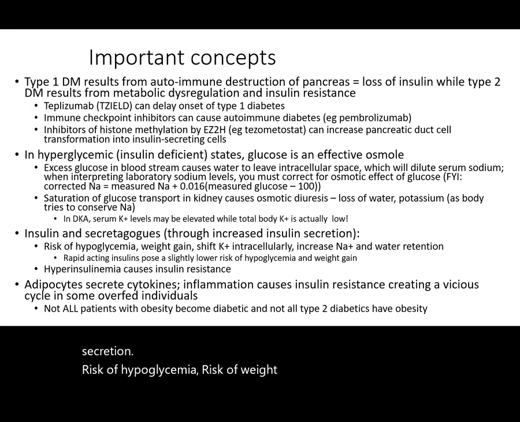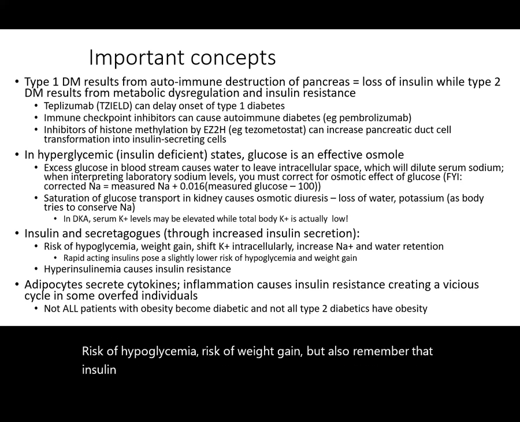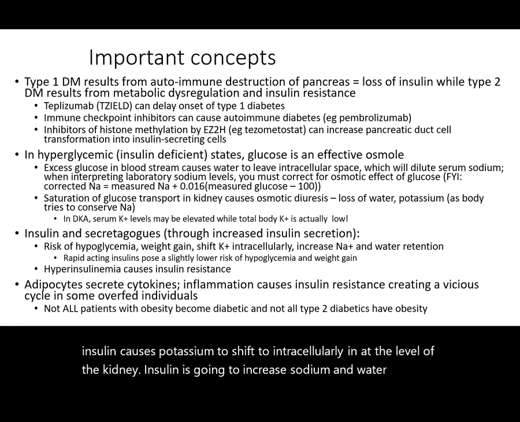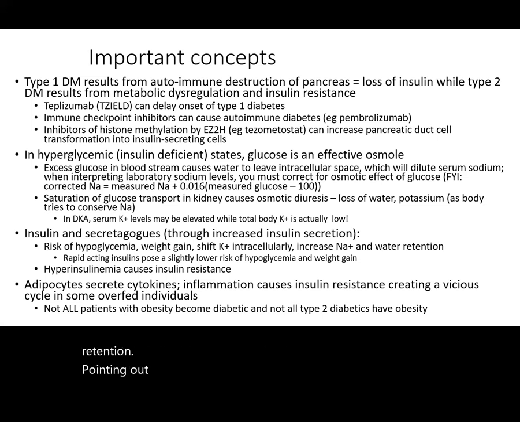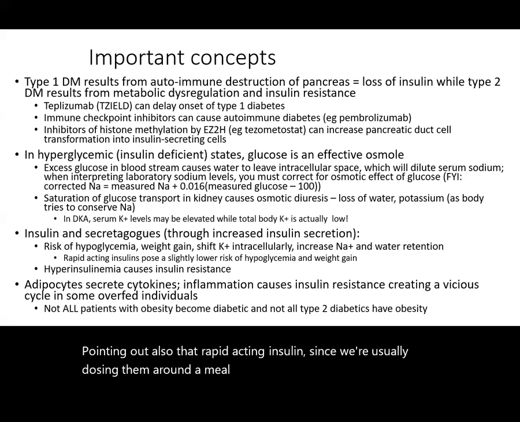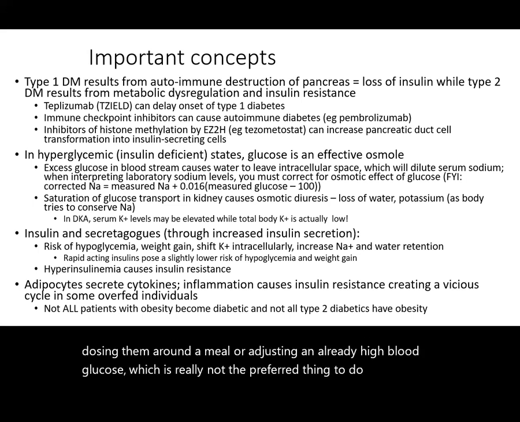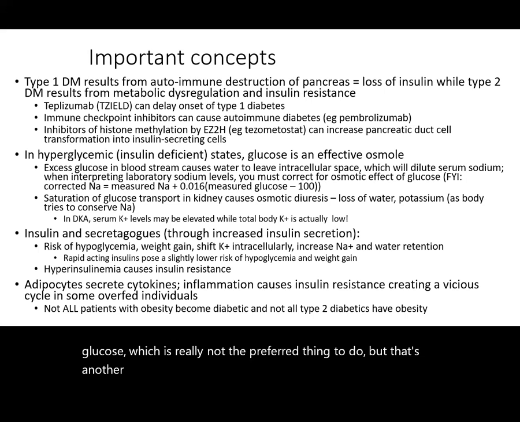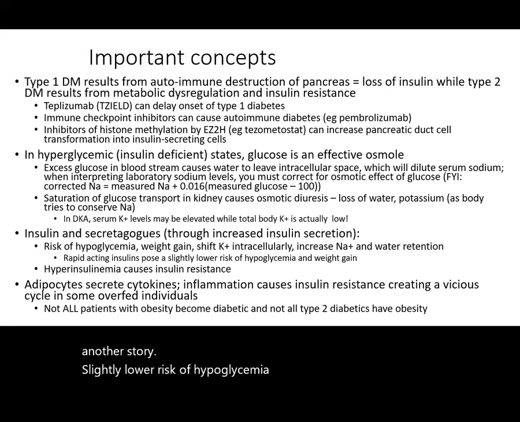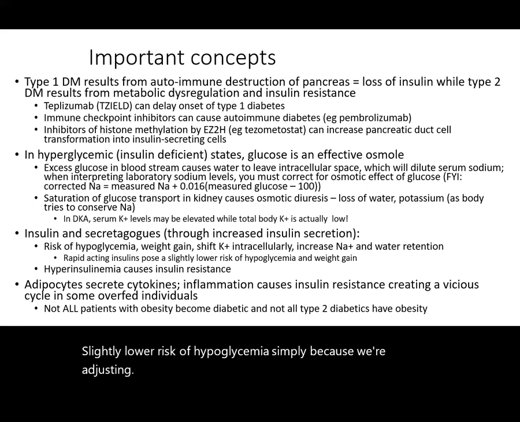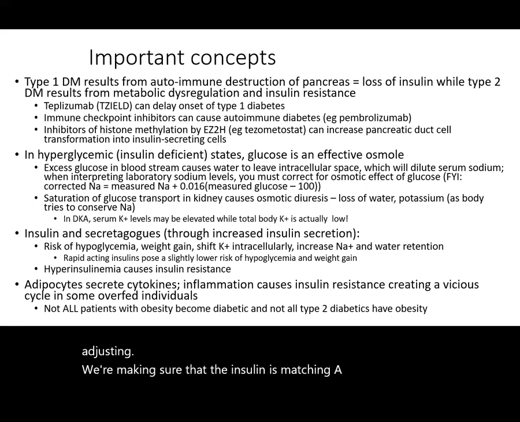But also remember that insulin causes potassium to shift intracellularly. At the level of the kidney, insulin is going to increase sodium and water retention. Pointing out also that rapid-acting insulin, since we're usually dosing them around a meal or adjusting an already high blood glucose, which is really not the preferred thing to do, but that's another story, carries a slightly lower risk of hypoglycemia simply because we're adjusting, we're making sure that the insulin is matching a carb, matching a blood glucose level.